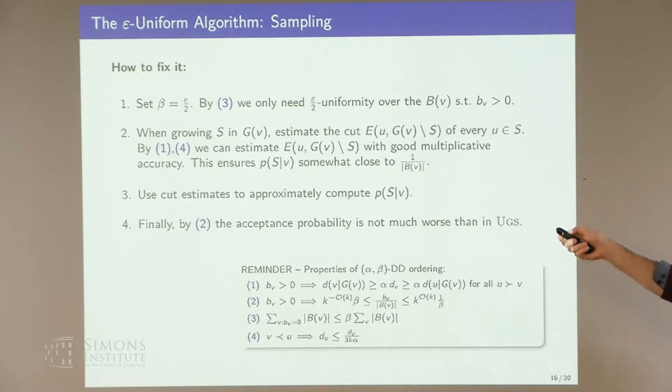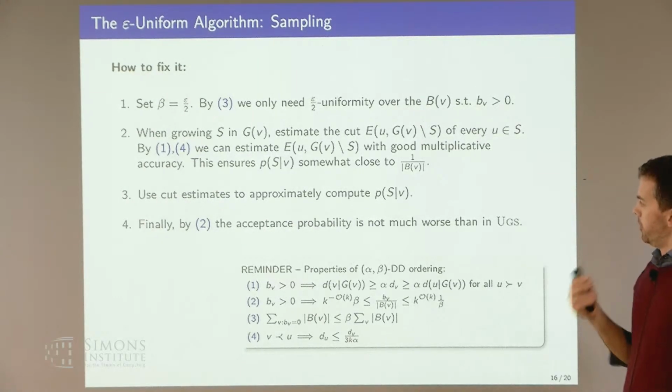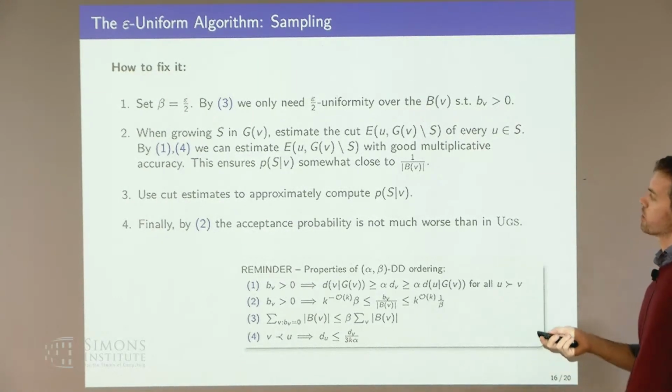So now our goal, once we have done this and computed our alpha beta magic degree dominating order, the task becomes to sample epsilon over 2 uniformly from the union of all the buckets that have positive size estimates. And then it turns out that we can do that efficiently.